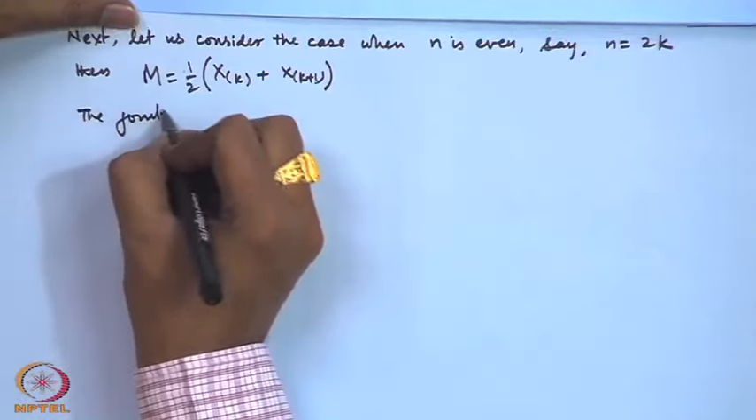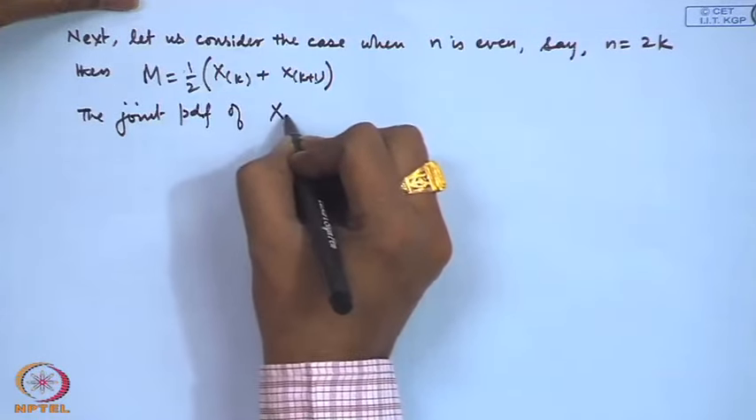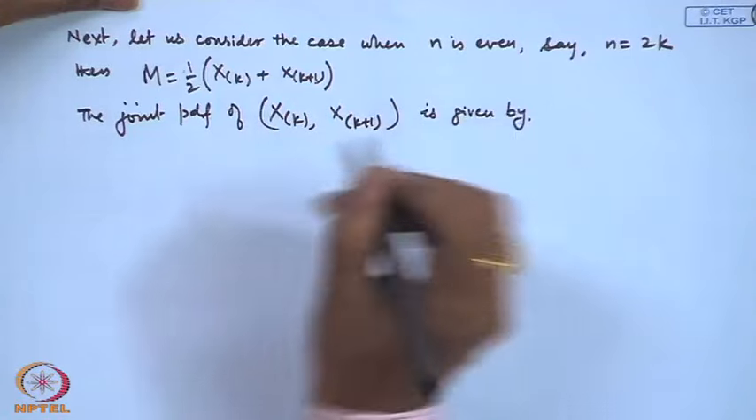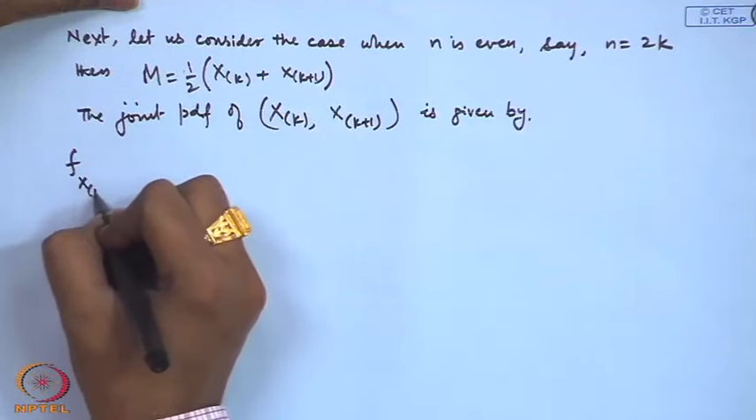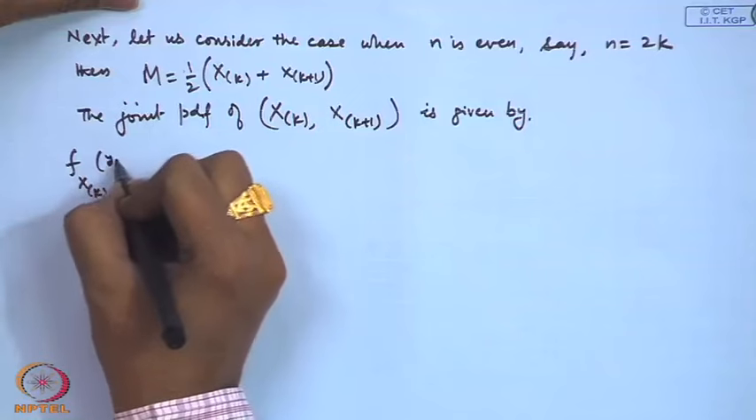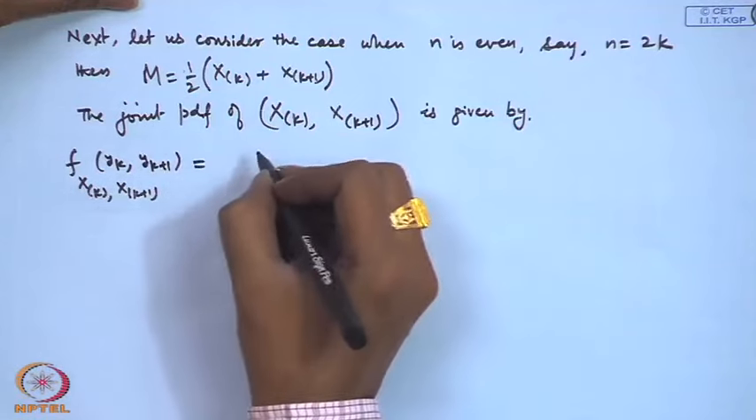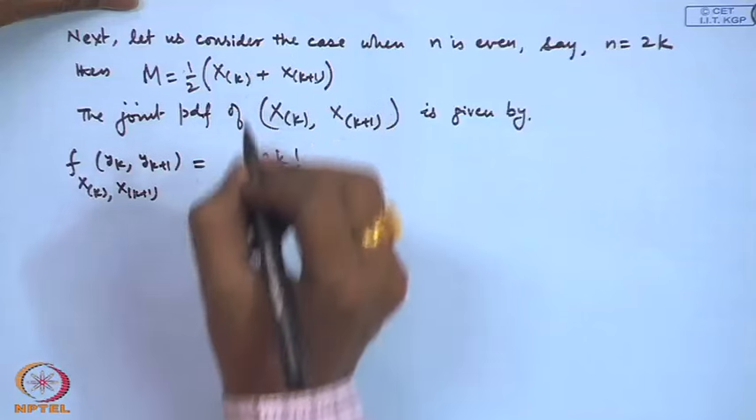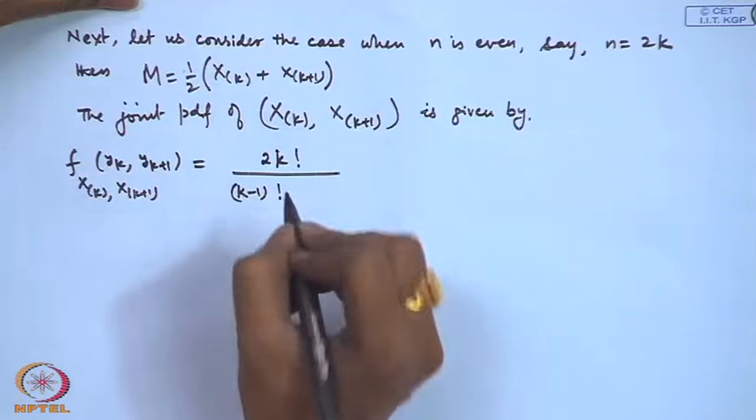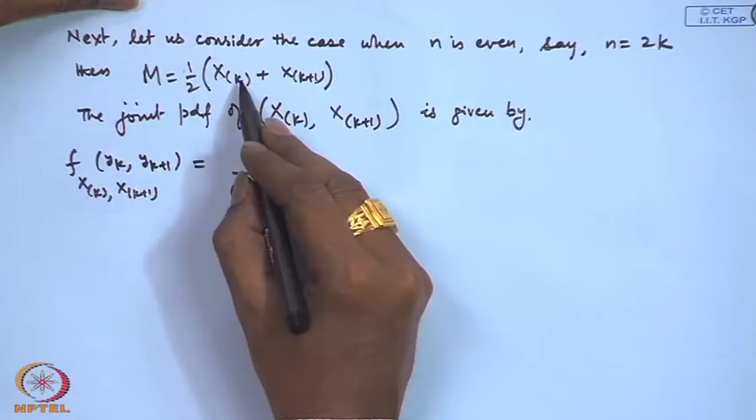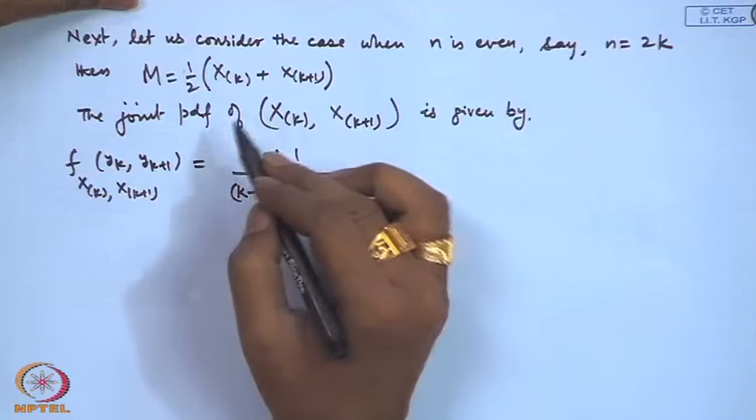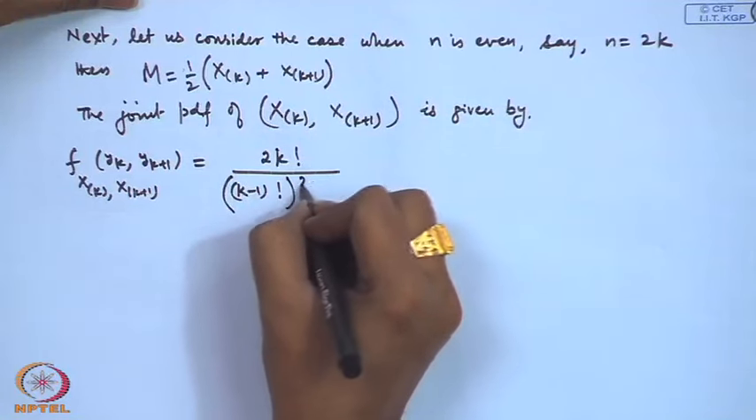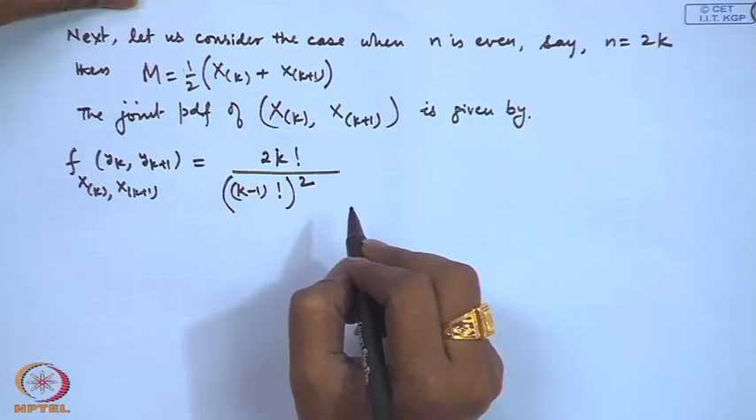The joint probability density function of X_k and X_(k+1) is given by, let me use the notation y_k, y_(k+1), that is equal to 2k factorial, that is n. Then you have r minus 1, that is becoming (k minus 1) factorial. Then k plus 1 minus k minus 1 is simply becoming 0, so 0 factorial we take as 1. Then you have 2k minus k plus 1, that is again (k minus 1) factorial. So, it becomes 2k factorial divided by (k minus 1) factorial squared.